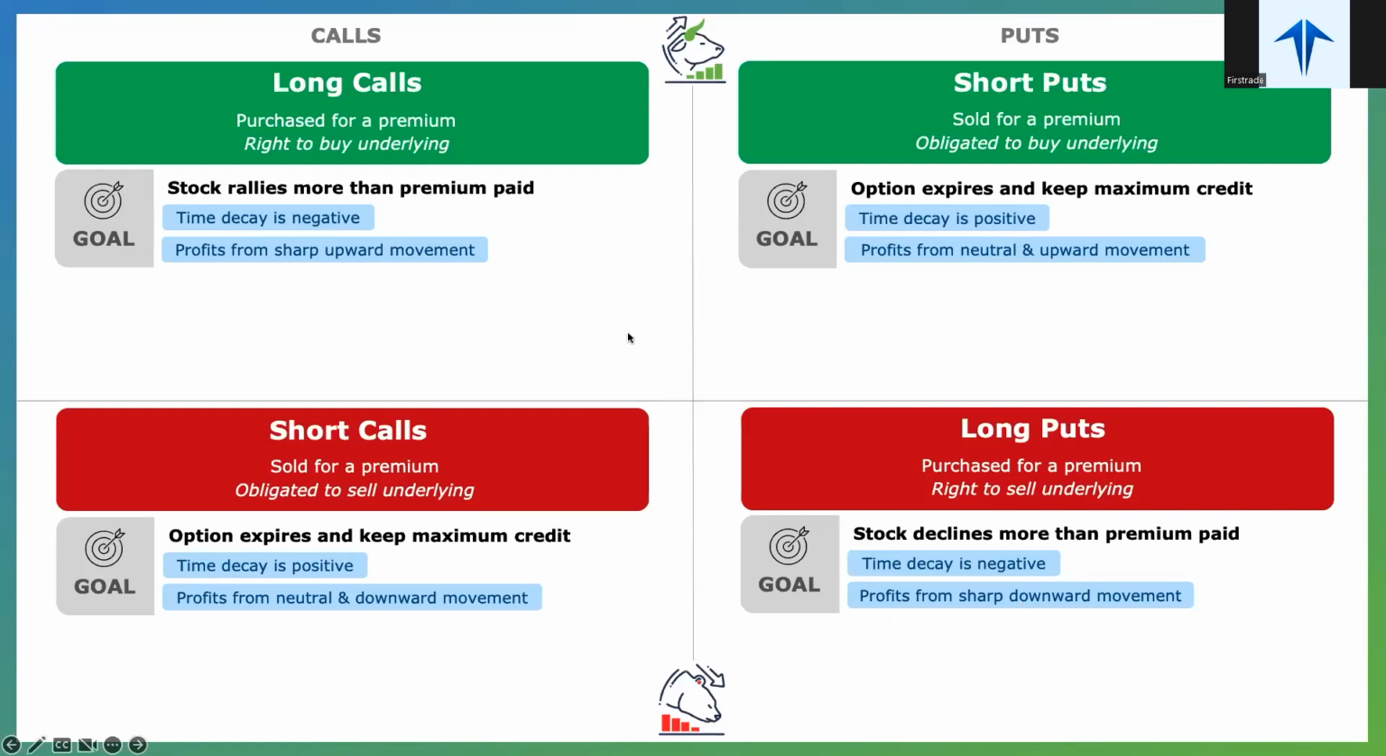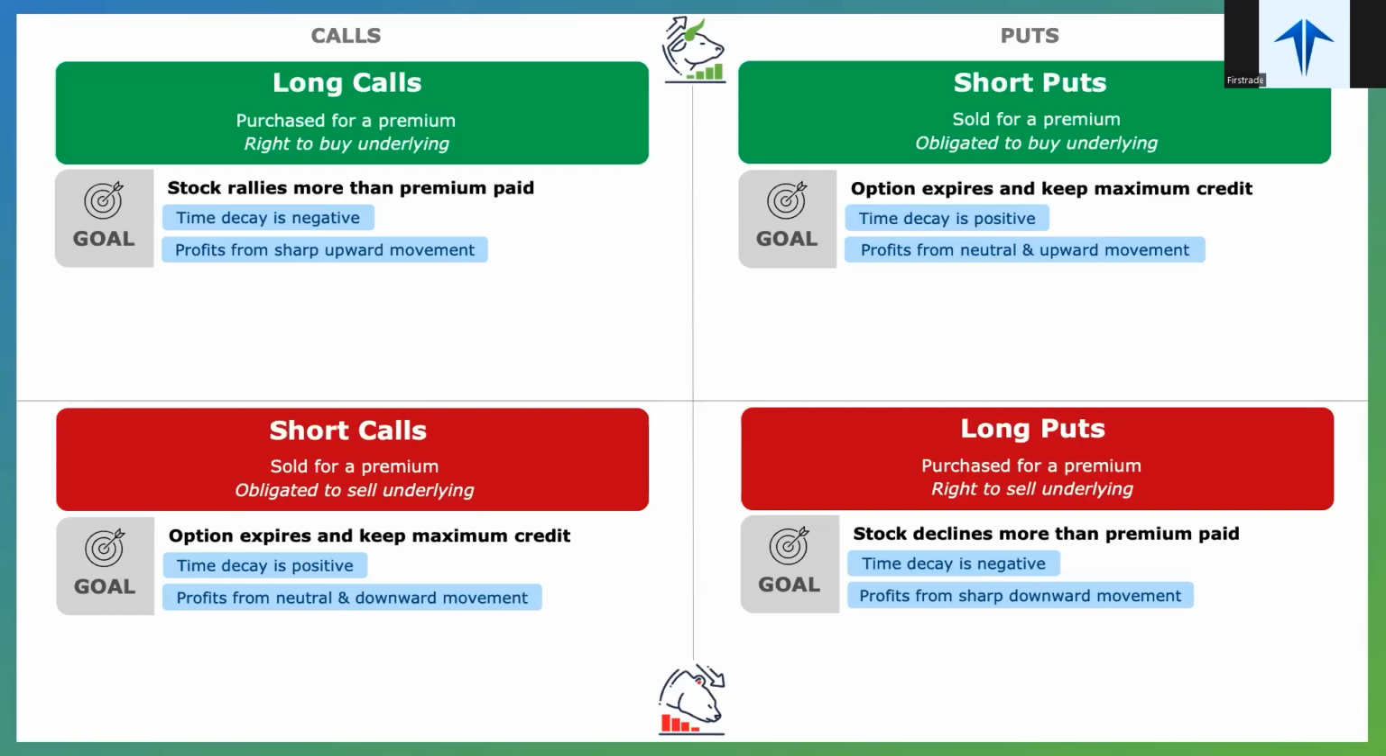Those are those goals that's important. So when I purchase options, I'm just expecting a sharp move in my desired direction, and time is something that works against me. When I sell the option, my goal is just for the maximum gain, where it's achieved is when the option expires and I can keep the maximum credit.